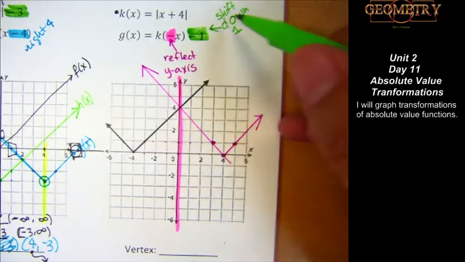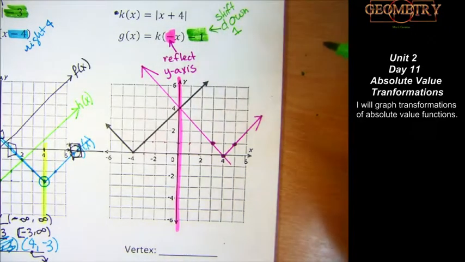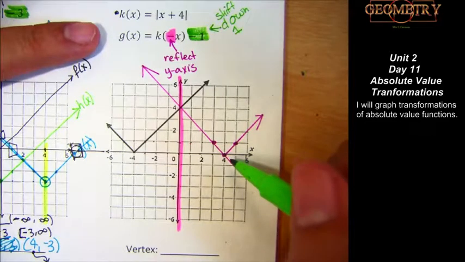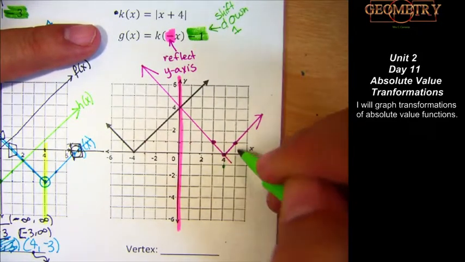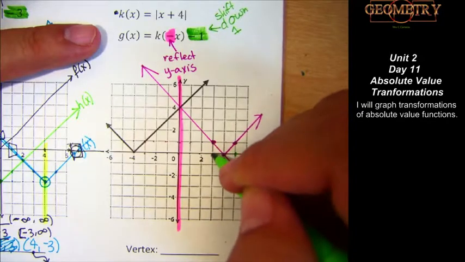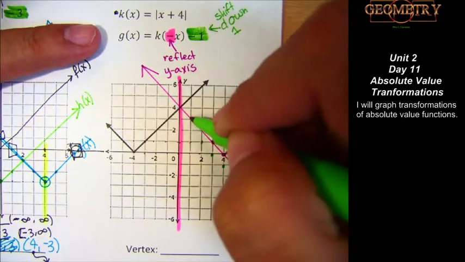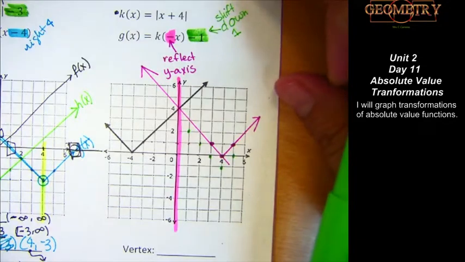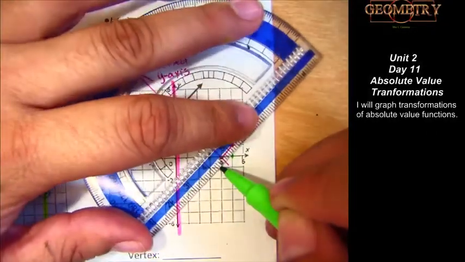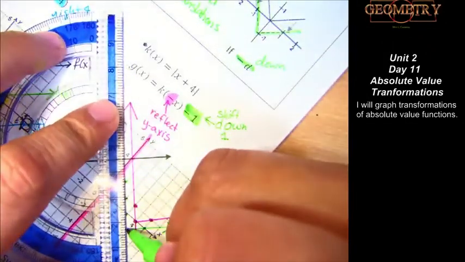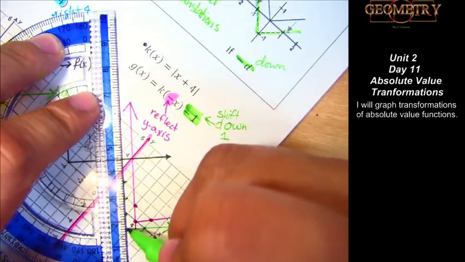I'm not done though, because I need to do the shift down 1, so I'm going to grab the pink graph because that's the one that I reflected, and all of these points that I found, I'm just going to shift them down 1. I could definitely do this for as many points as I needed, but once I get an idea of what the graph is going to look like, I can bust out my straight edge and graph it. Can I have one question about this part?